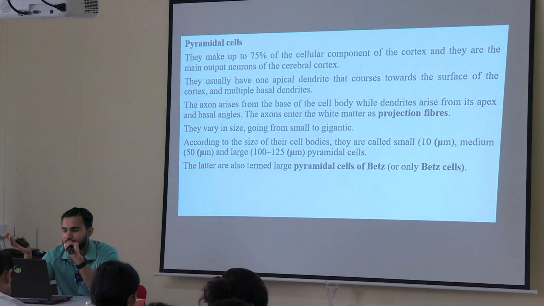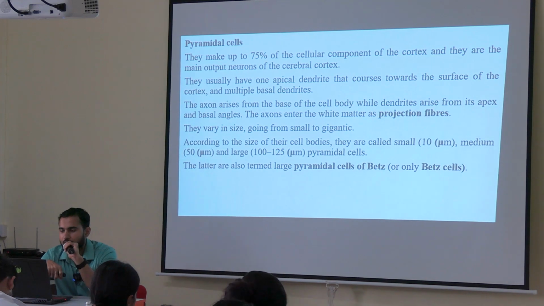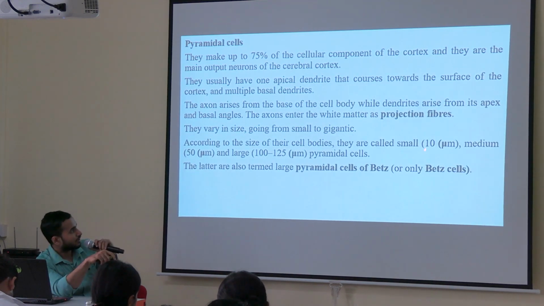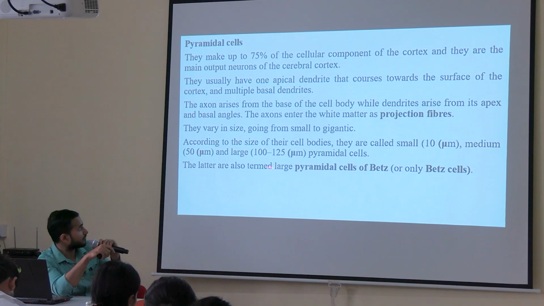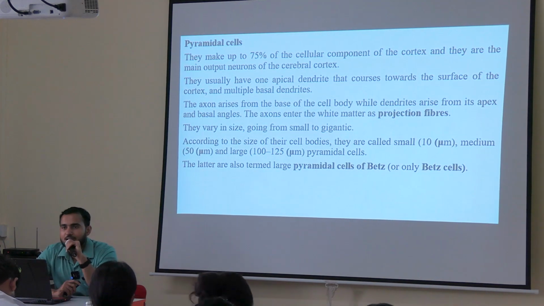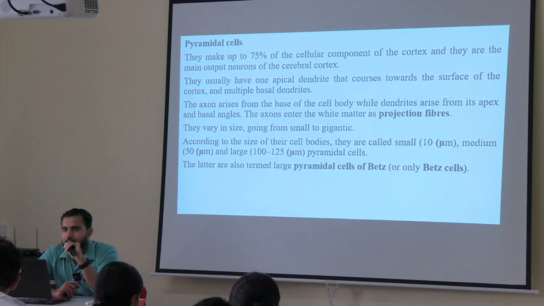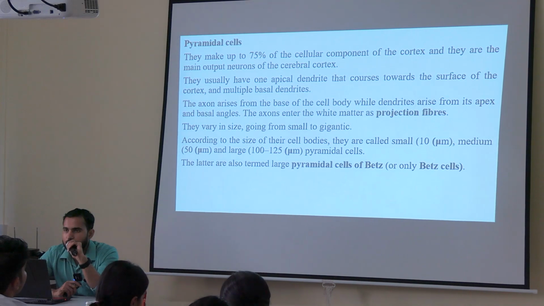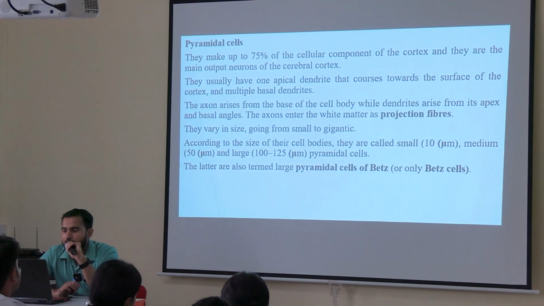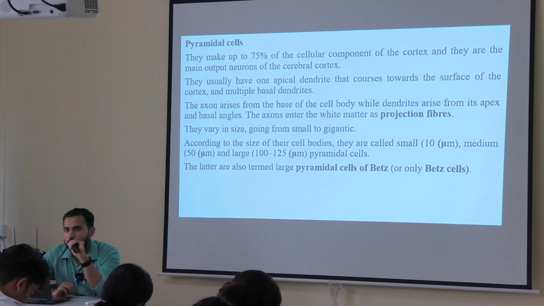The large pyramidal cells are also called pyramidal cells of Betz or Betz cells. Here you can see the size, 10 micrometer, then 50 micrometer, 100 to 125 micrometer. So different sizes of pyramidal cells are present. Now the axons of the pyramidal cells mainly form the projection fibers, which enter the white matter.